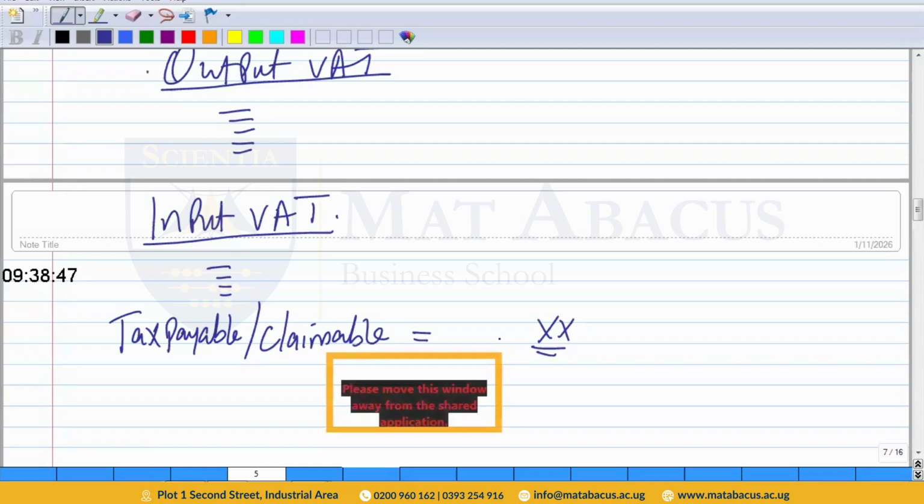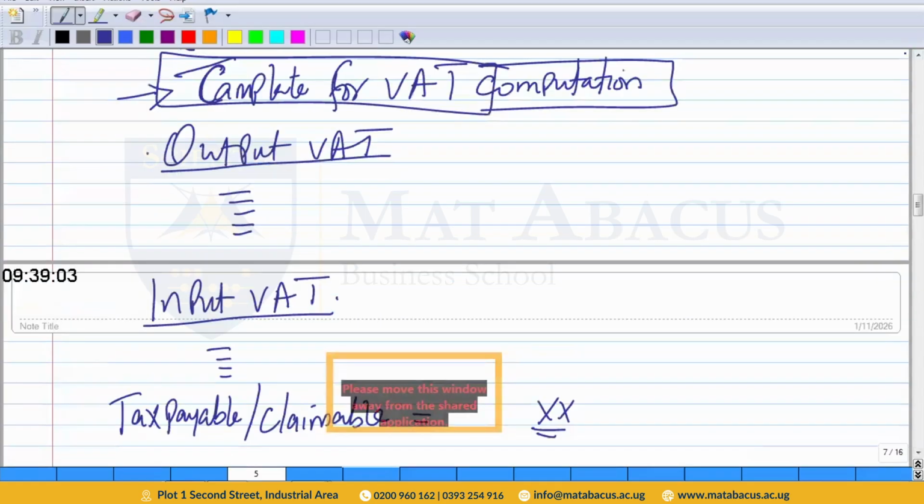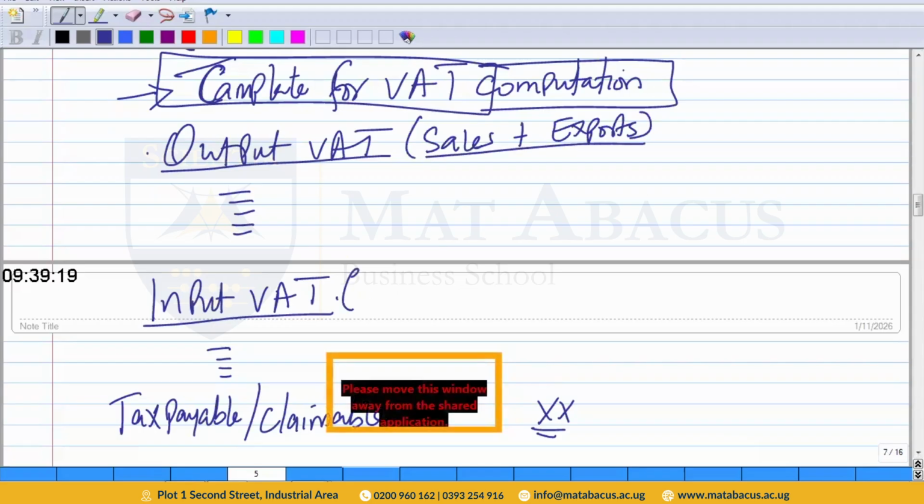The major focus of this is to know which tax to pay. To know that, you need to understand what goes under output VAT and what goes under input VAT. Under output, you only have sales and exports. Under input, we have purchases and expenses.